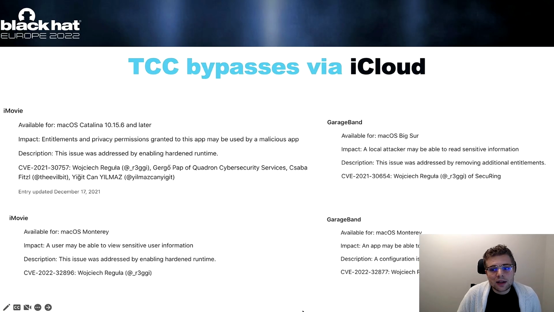And of course, those issues are now fixed. You may ask, but Wojciech, why are there two CVEs for each vulnerability? Because again, Apple forgot about the downgrade attack, so it was still possible to exploit it just by using it against the older version of the app. But now it's all fixed.